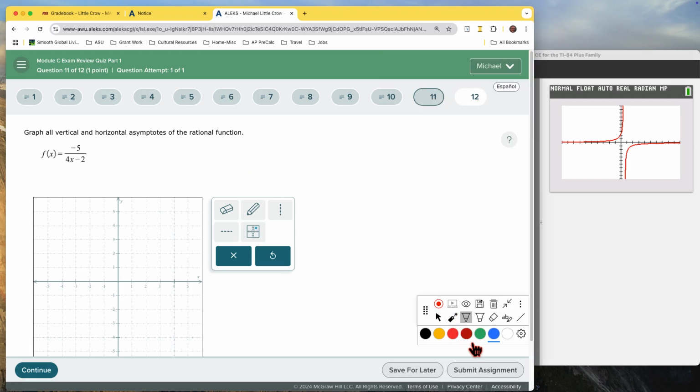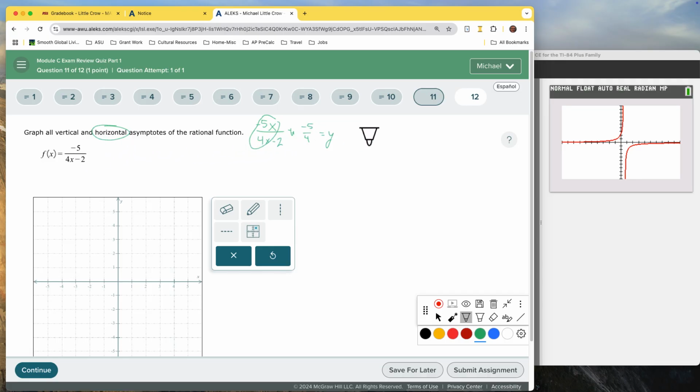One other way to look at the horizontal asymptote analytically is that it's always a ratio of the top to the bottom. If the degree of the variable is the same, so if we had an x on the top, had this been like maybe -5x over 4x minus 2, you'd see that it behaves like -5/4. So y equals -5/4 would be our horizontal asymptote.